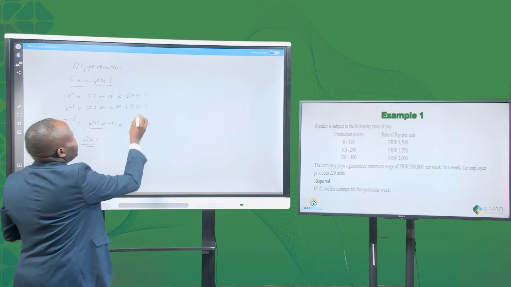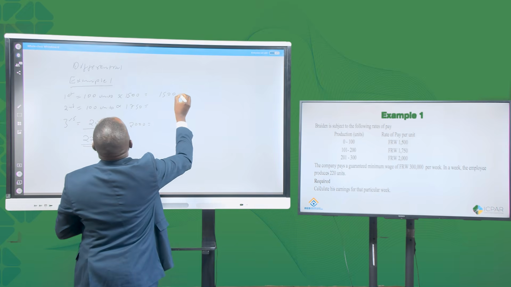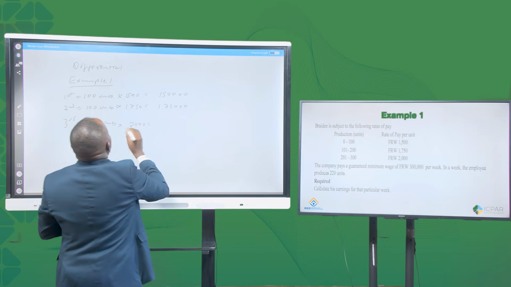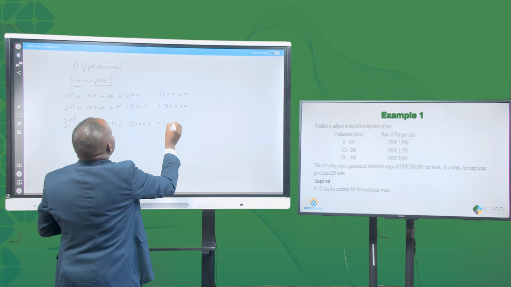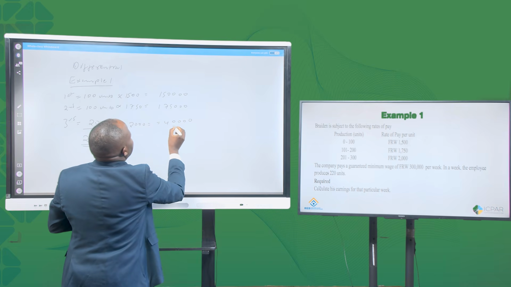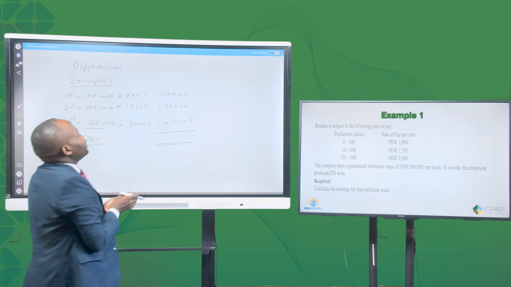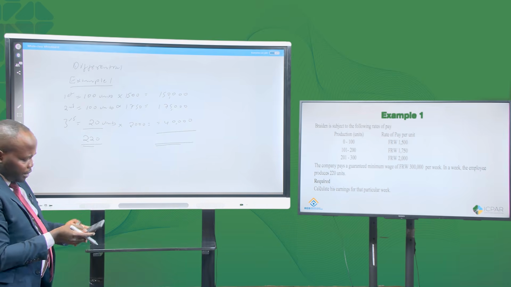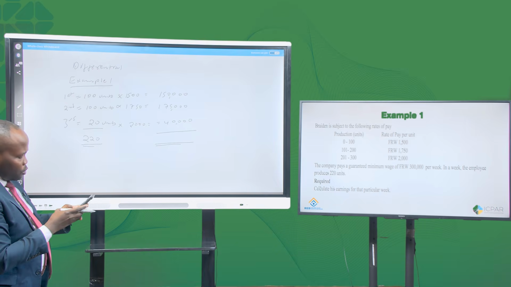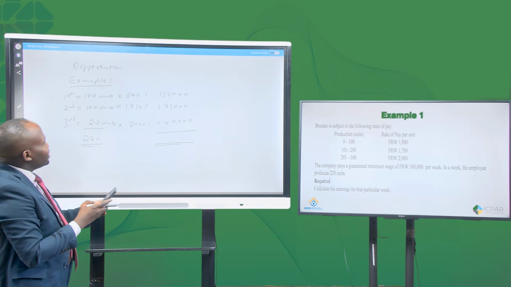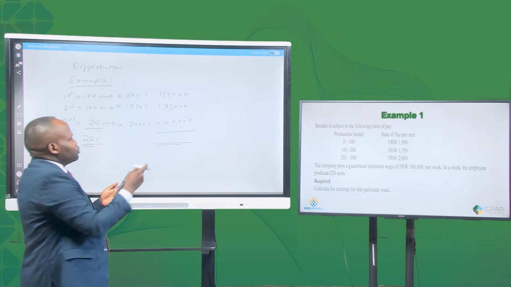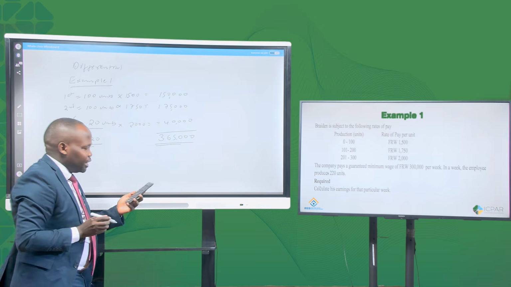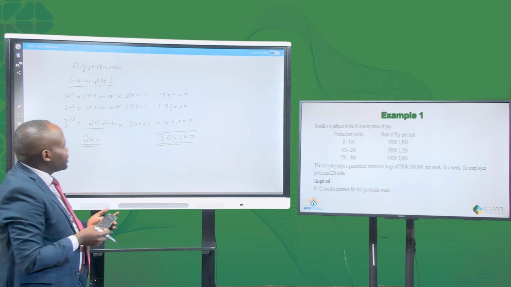So the first one is 150,000. The second one is 175,000, and the third one is 40,000. So the total pay of this employee is 150 plus 175 plus 40. So that gives you 365. That is the total pay of this employee.